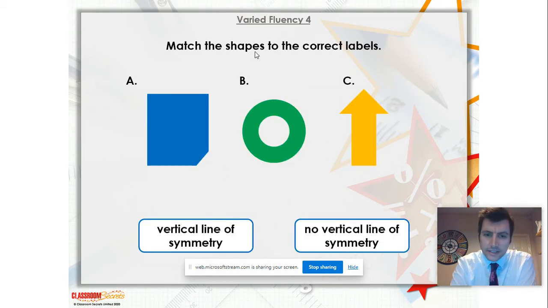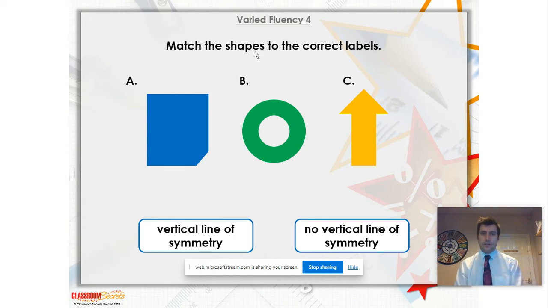Okie dokie, guys. Now, we've got 3 shapes again here. We've got A, B, and C. Now, at least one of them has a vertical line of symmetry, and at least one of them has no vertical line of symmetry. So what do you think? Which ones have got a vertical line of symmetry and which one or ones does not?